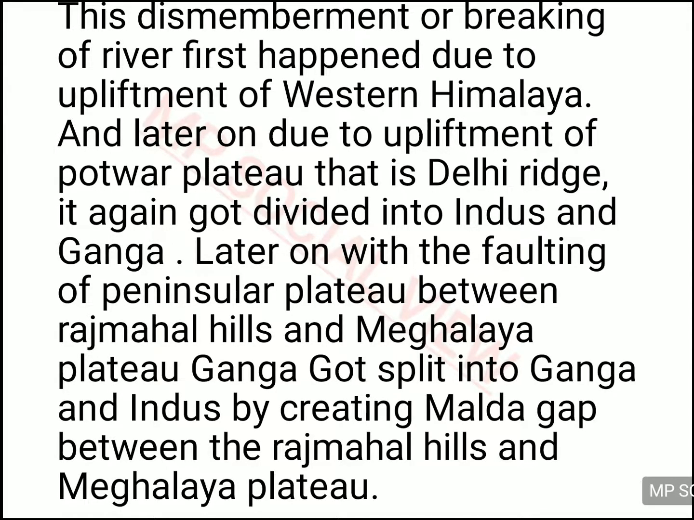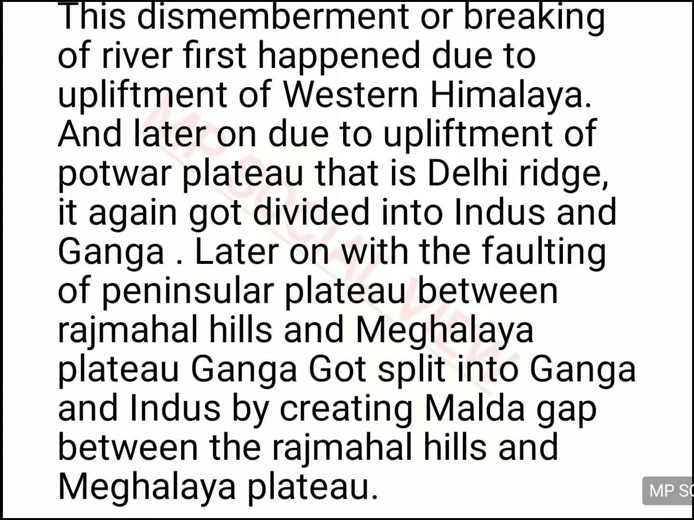What happened actually was with the upliftment of the Western Himalaya. When the Western Himalaya was being formed and was uplifting, at that time the Delhi Ridge area and Potwar Plateau were also uplifting. Because these two were uplifting, faulting happened, and the river was broken from its western side, and it got divided into Indus and Ganga.